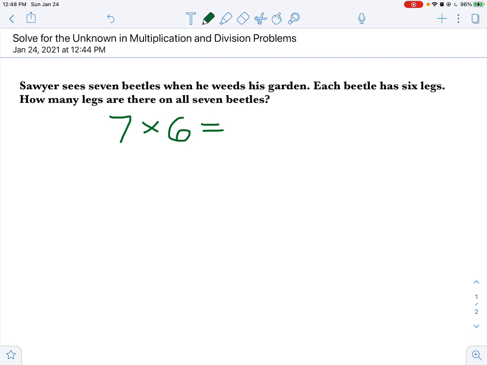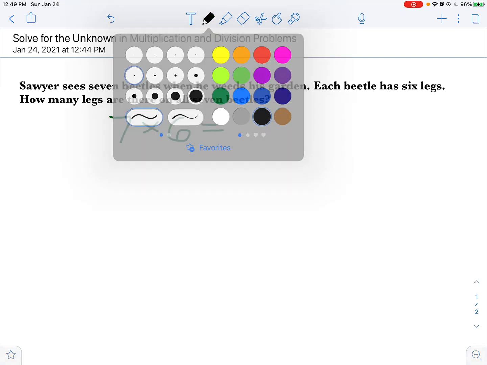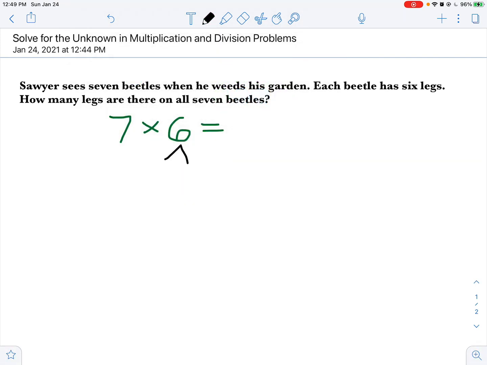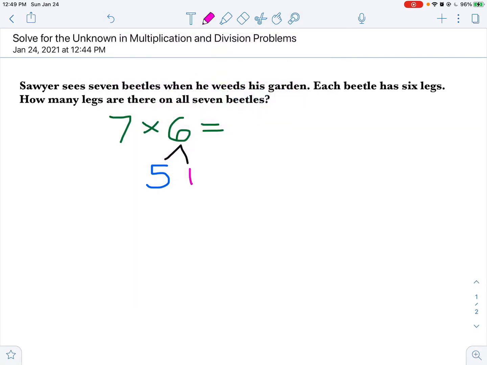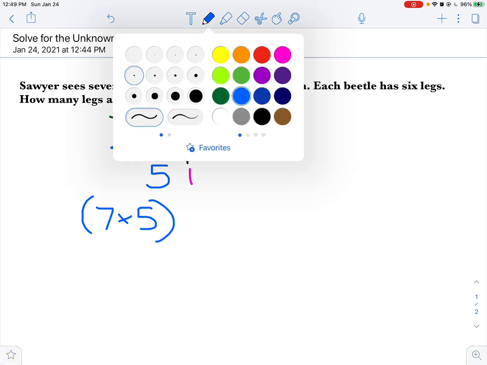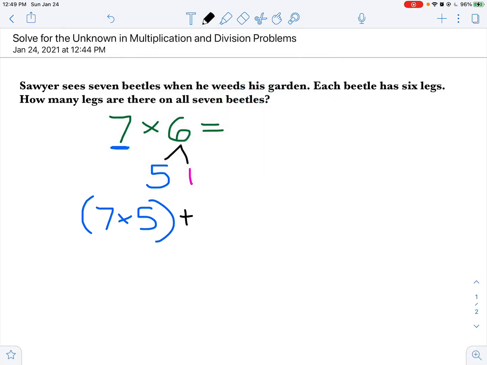Now, we've worked on how to break up a 7 or a 6, both. So today you could choose which one. I'm going to break up my 6. I like sticking with those 5s and 1s. I find that's easy. So I'm going to break up my 6 into a 5 and a 1. And I'm going to write my 2 problems down. So now I'm going to take my 7. I'm going to multiply it by both parts. 7 times 5 plus 7 times 1.